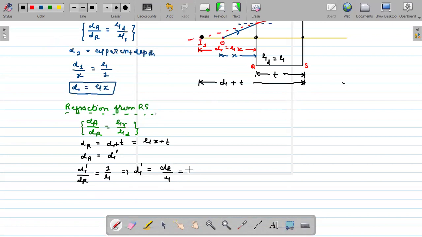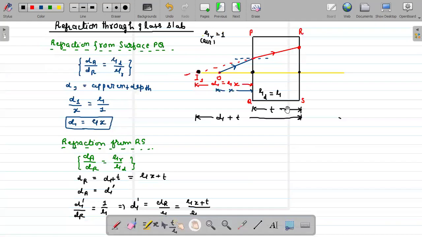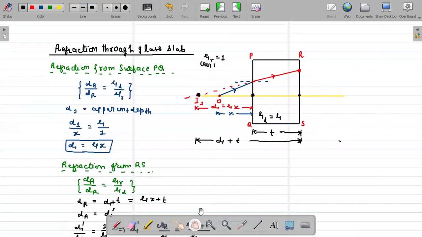Now dr is how much? Dr is equal to mu x plus t. So mu x plus t divided by mu. So from here I will get d1 dash is equal to x plus t by mu. Now this is the apparent depth d1 dash from the surface RS. Okay, so let's draw the ray diagram first for this.